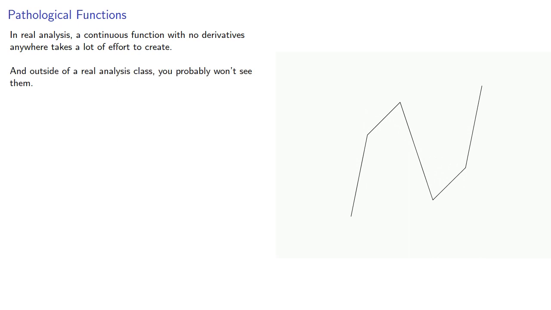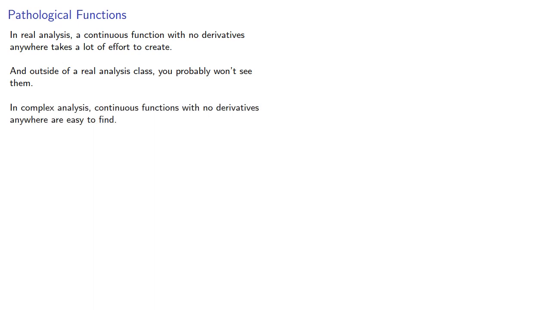And this is one of the big differences between complex analysis and real analysis. In real analysis, a continuous function with no derivatives anywhere takes a lot of effort to create. And outside of a real analysis class, you probably won't see them. In complex analysis, continuous functions with no derivatives anywhere are easy to find. The real part of z, the imaginary part of z, and a lot of other functions.